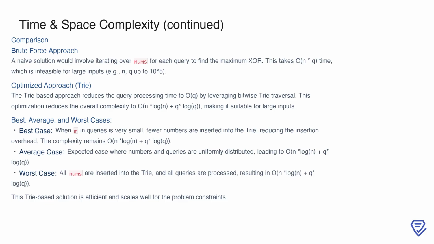When we evaluate different scenarios, the best, average, and worst cases all converge to the same complexity of O(n log n + q log q), as the number of tree insertions in query processing scales consistently. This makes the tree-based solution robust and well-suited to handle the problem constraints efficiently.